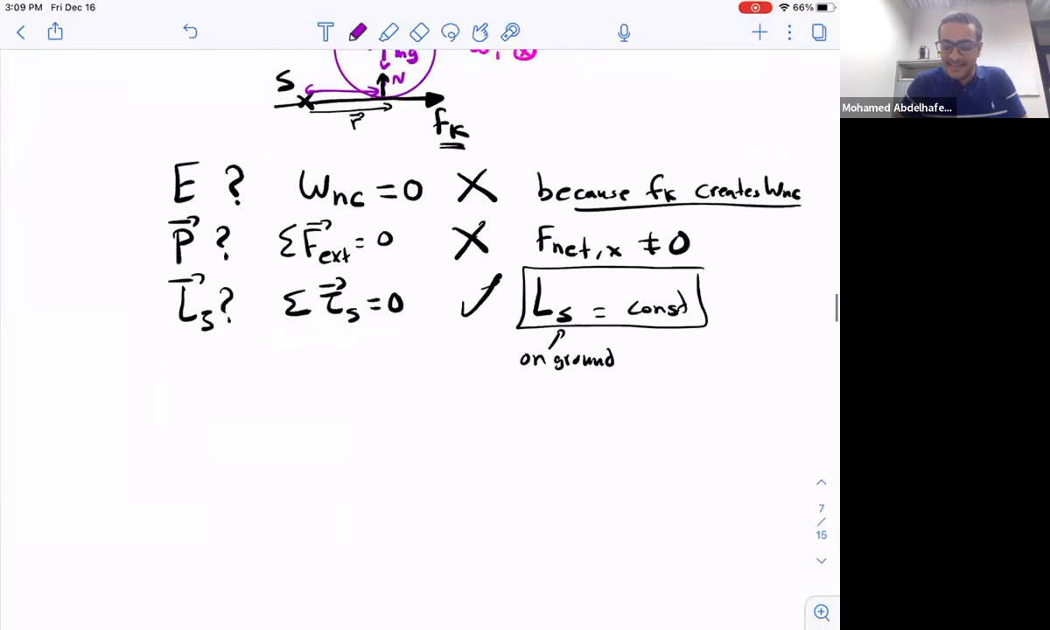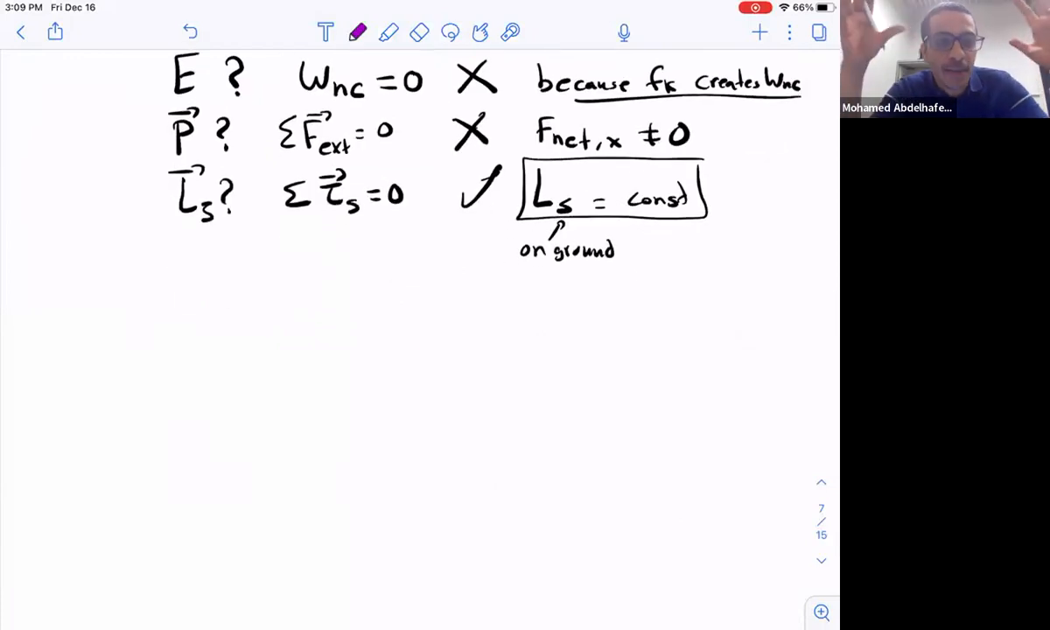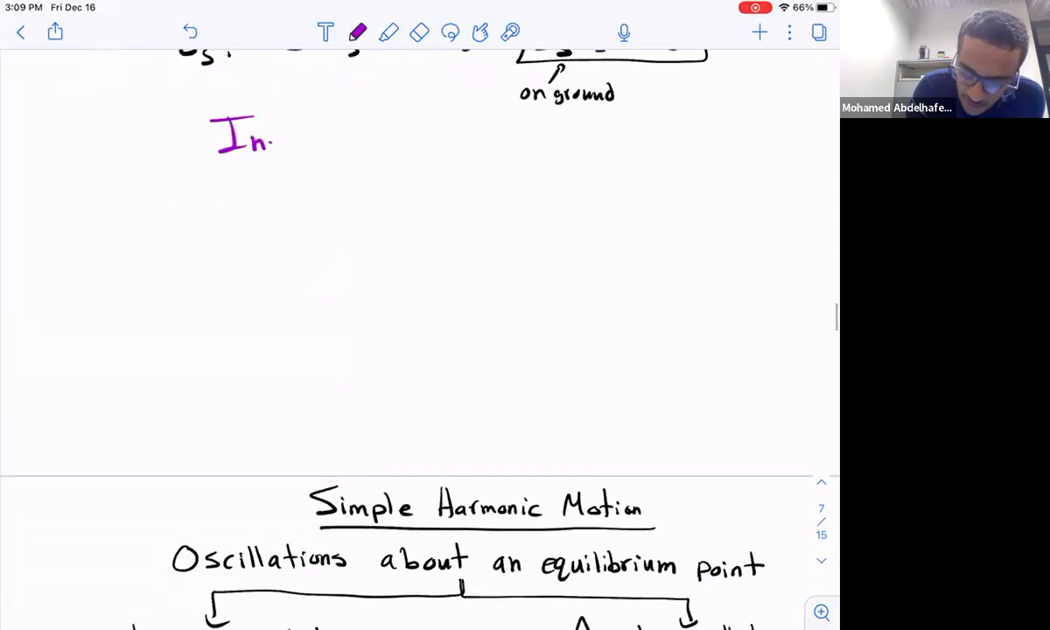So now let's solve this problem. This was all about how we approach it. Now we know what to do. We are trying to write down conservation of angular momentum about the point on the ground. So now let's just solve it. So the initial situation versus the final situation.